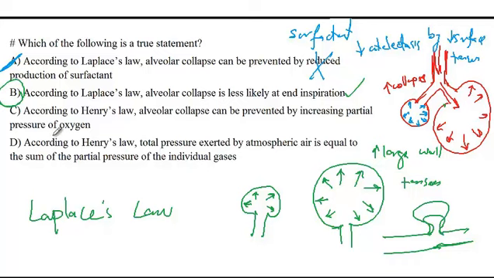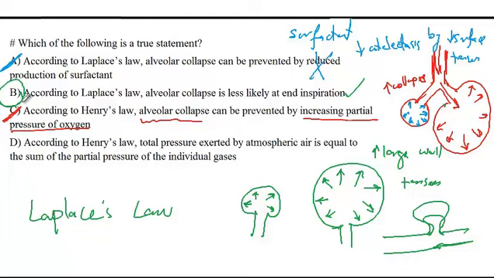Choice C. According to Henry's law, alveolar collapse can be prevented by increasing partial pressure of oxygen. Well, Henry's law, which we just discussed, explained that by increasing partial pressure of oxygen, more oxygen will get dissolved inside blood. But Henry's law doesn't relate to the concept of alveolar collapse. So choice C is out of the question.